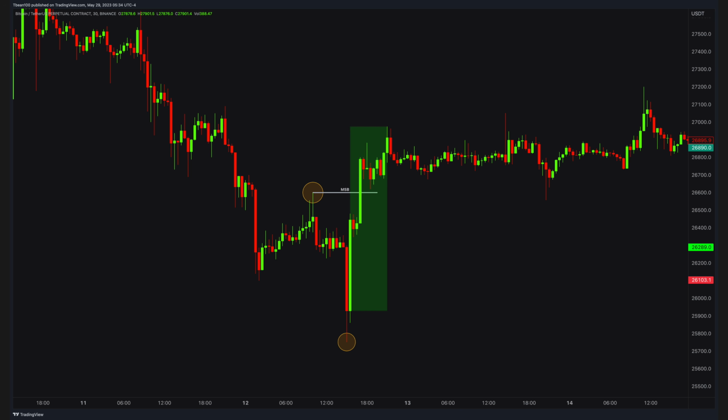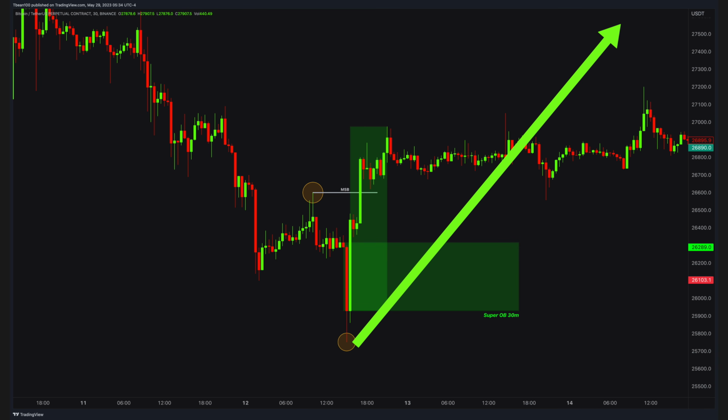Check out this displacement. Amazing. So this structure is the turning point of the market. Since Bitcoin hit 26K, it shifted upwards and kept seeking higher prices. A very, very important structure here. You can notice the deep super OB here.